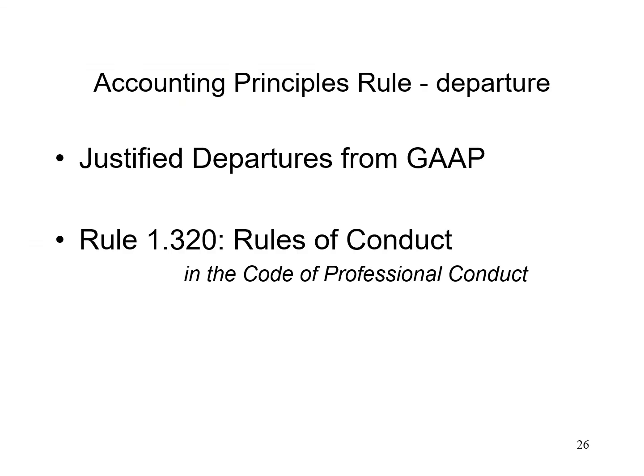The book talks about, and rightfully the book talks about, Rule 320, justified departures from GAAP. I'm not going to talk about it because it basically never happens. I'm not going into that, but there is a justified departure from GAAP.